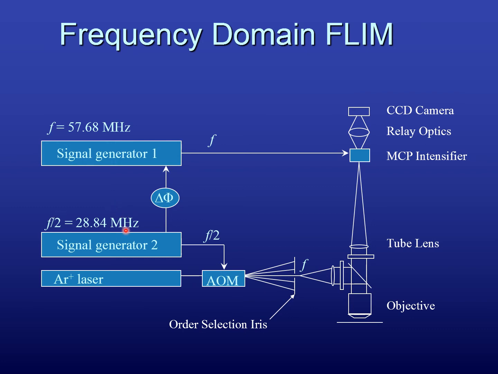So we first had to divide it just to double it again, so that in the end we have an oscillation at the same frequency of 57.68 megahertz here. And here you can use a CW laser, a continuous wave laser, an argon laser, for example. And so here we have now our sinusoidally modulated light with the help of the acousto-optic modulator. And it basically flashes with a sinusoidal intensity distribution over time our sample.